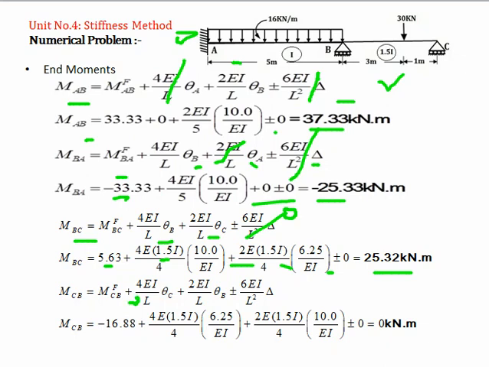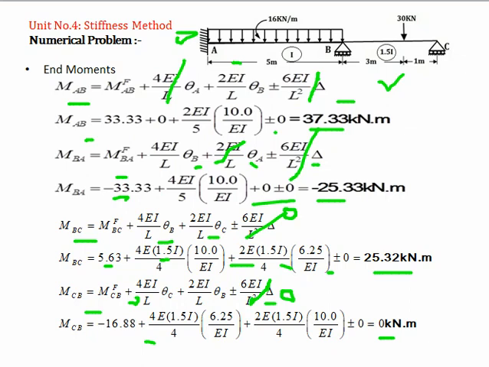Same way, let's find out the end moment for C. So MCB is equal to MFCB plus 4 EI by L theta C plus 2 EI by L theta B plus minus 6 EI by L square into delta. Again, no sinking at B and at C, so delta will be 0. So put the other values. MFCB is minus 16.88 plus 4E into 1.5 I divided by 4 into 6.25 by EI plus 2E into 1.5 I divided by 4 into 10 divided by EI plus minus 0. So we will get 0 value.